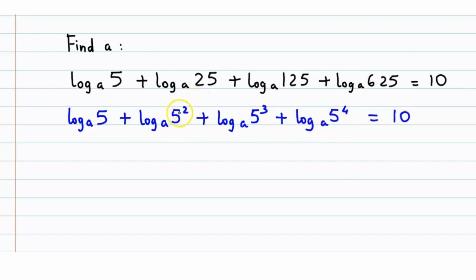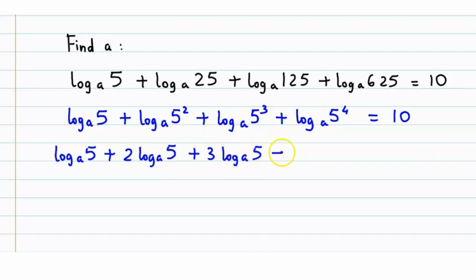Now we transfer these powers, this 2, 3 and 4, over here in front of the log terms. All these 3 powers come ahead using the laws of logarithm. So we have log 1 to the base a plus 2 times log 1 to the base a plus 3 times log 1 to the base a plus 4 times log 1 to the base a is equal to 10.